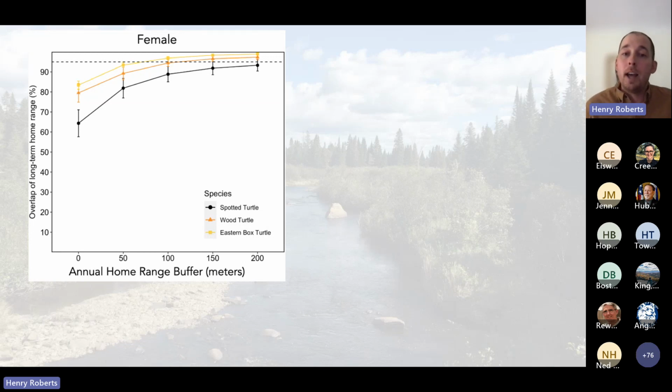and increases toward about 95% for all species at the 200-meter buffer, suggesting that yes, individual home ranges, if you study an individual home range and you apply this buffer to it, it's really going to encompass most of its multi-decade long-term space use for these average individuals within these populations.